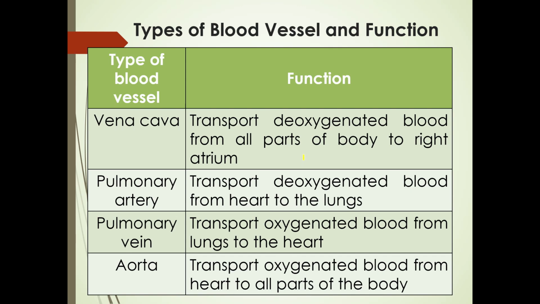Types of blood vessel. So we have the vena cava here. This transports the deoxygenated blood from all parts of the body to the right atrium, so this is where the deoxygenated blood enters. And the pulmonary artery transports the deoxygenated blood from the heart to the lung.